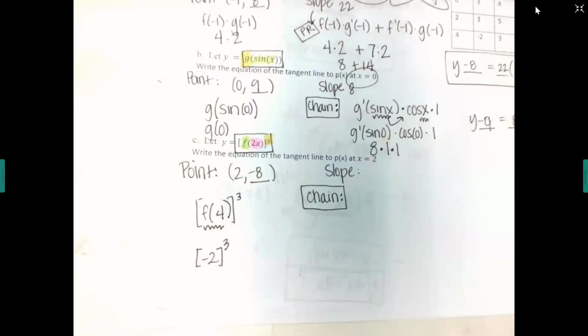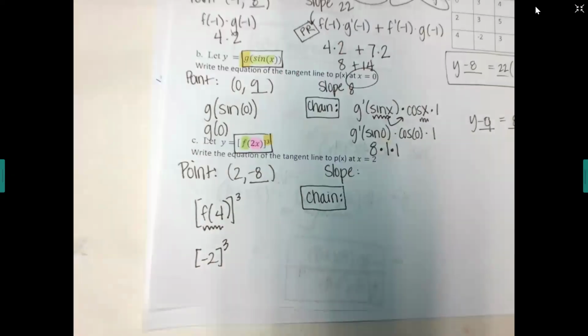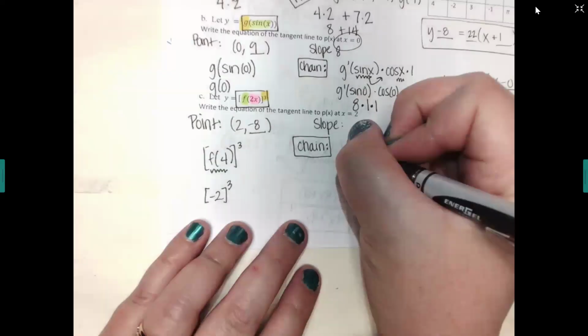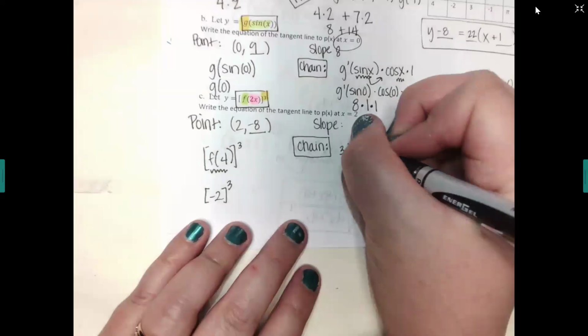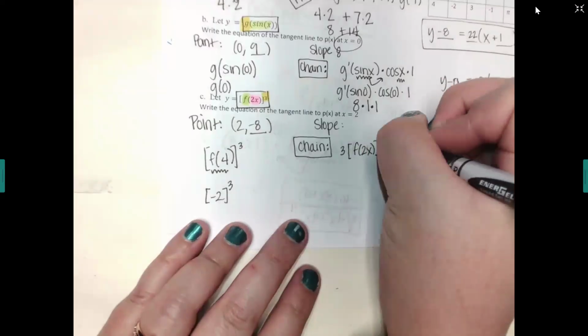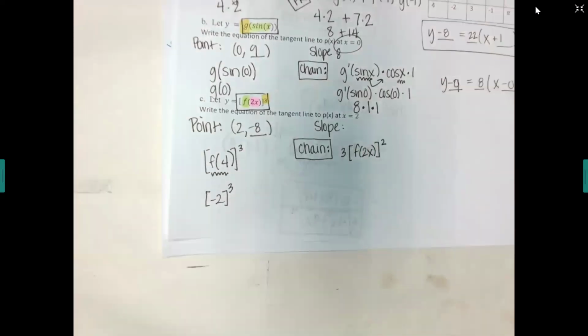And then inside the f is a what? 2x. So this has 3 layers. Let's go one at a time. What's the outside layer? The 3. So my 3 comes down. What is the new power on f of 2x? Now it's squared. So my 3 comes down. My core stays the same, but now it's squared.